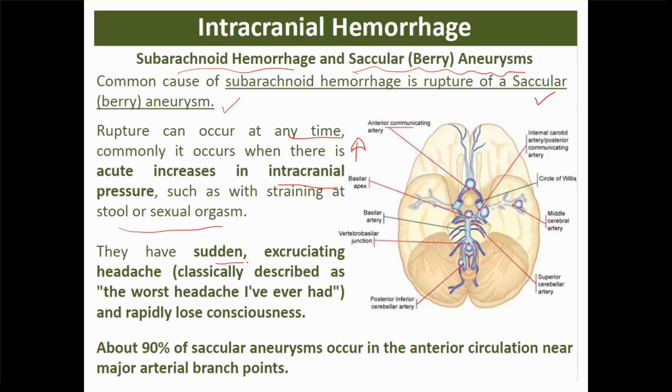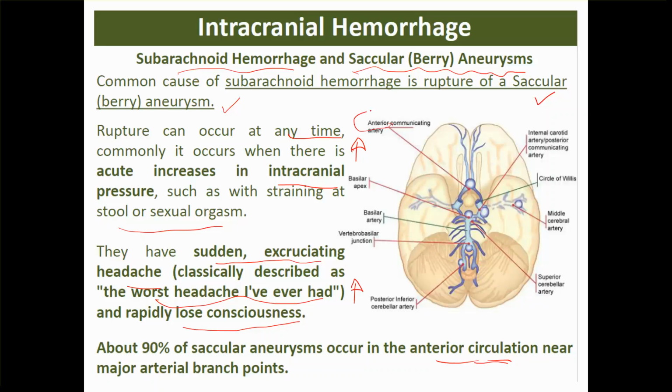They can have a sudden excruciating headache. It's classically described as the worst headache I have ever had, and the patient will rapidly lose consciousness. So it starts with an increased headache, and then the patient is going to lose consciousness. 90% of saccular aneurysms occur in the anterior circulation, that is related to the internal carotid artery and its branches, the anterior cerebral artery and the middle cerebral artery.